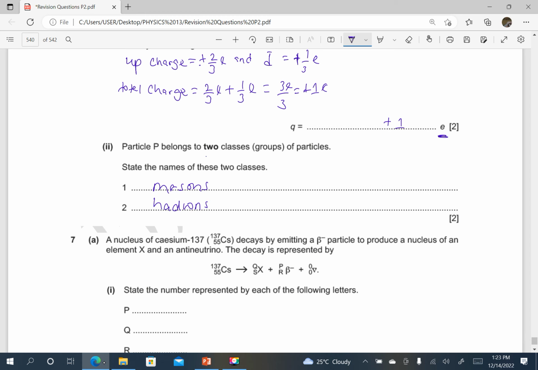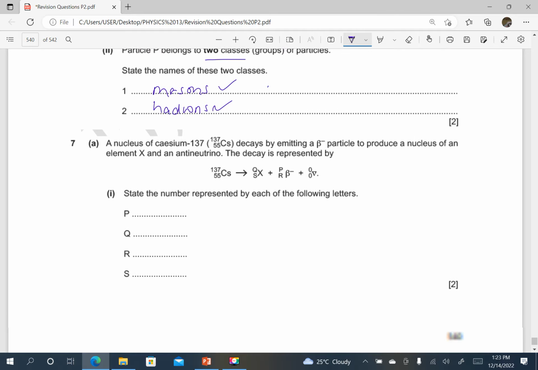Particle P belongs to two classes or groups of particles. State the names of these two classes. It is a meson because it has a quark and an antiquark. It is a hadron because it is made up of quarks. I said the hadrons are of two types: the baryons, which have 3 quarks, and the mesons, which are made up of a quark and an antiquark. So those are the two classes.